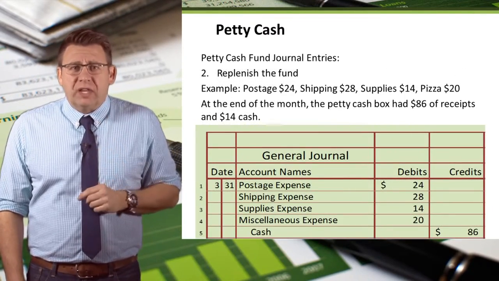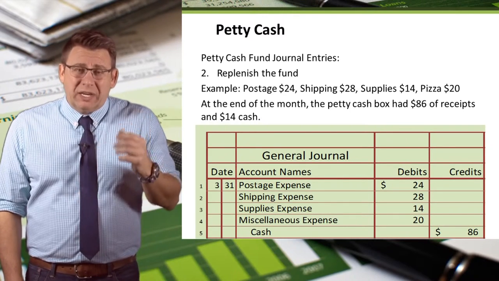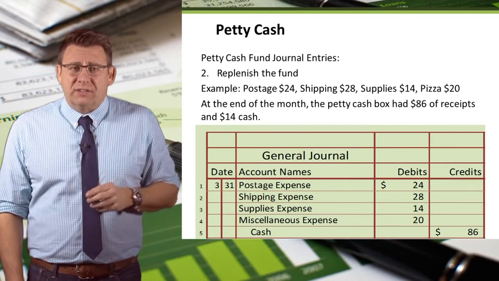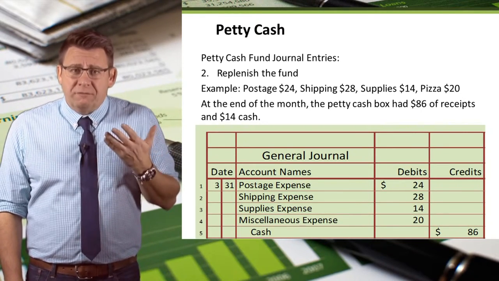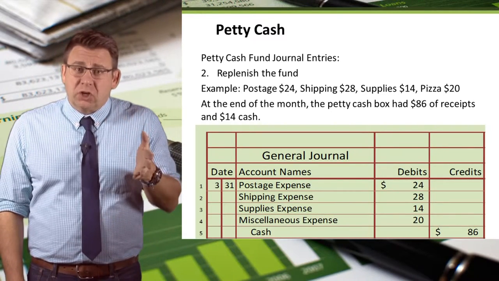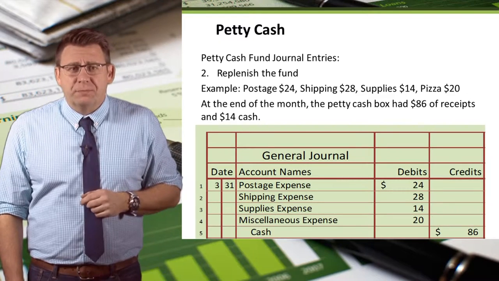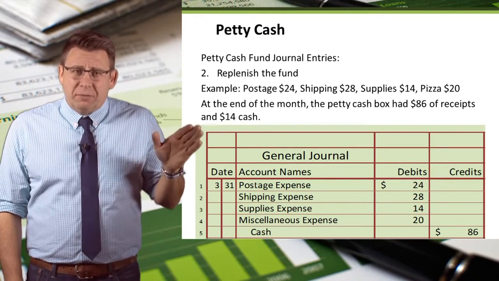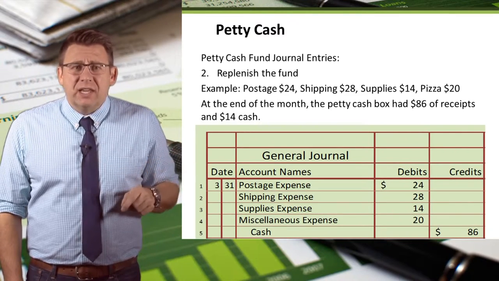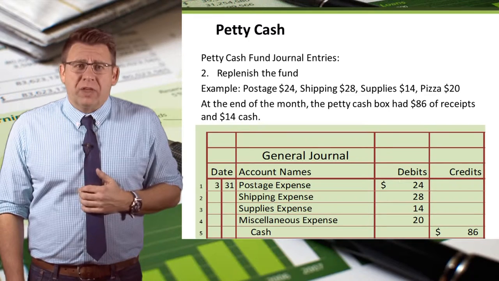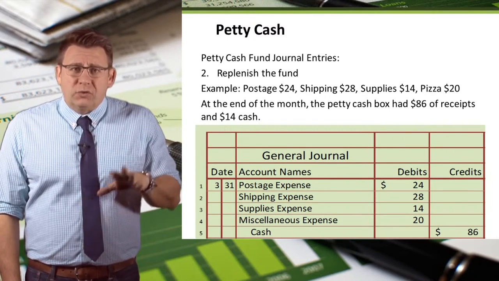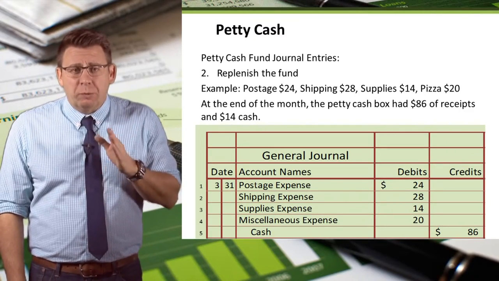To replenish the petty cash account, we need money. In this case, we need $86 to add to the $14 that's remaining. This would bring our fund back to $100 cash. In order to do this, we need to make a journal entry and write a check to ourselves. In this example, we debit postage expense, shipping expense, supplies expense, and miscellaneous expense for the amounts, and we credit cash for $86. Once we cash the $86 check, our fund will be back to $100.